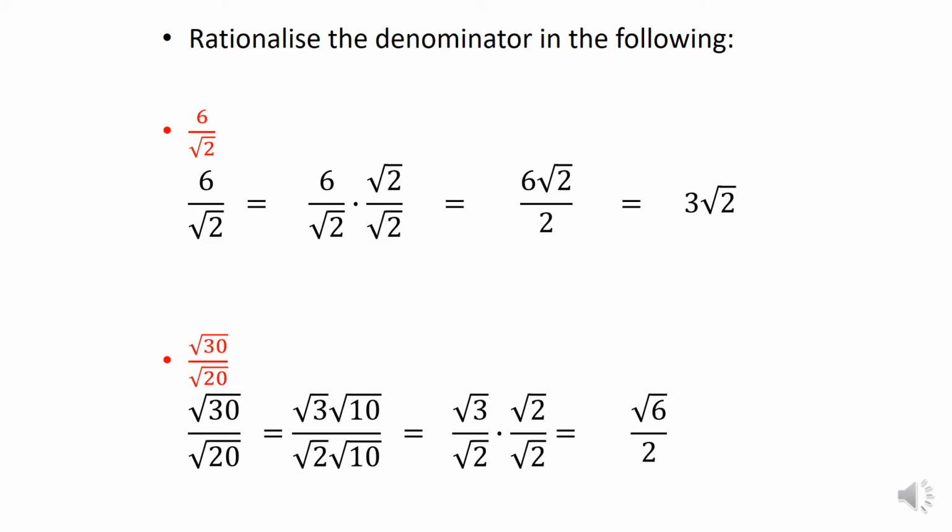Root 10 over root 10 will divide and give 1. Okay, so that goes. And then to rationalise, just like the previous question above, you multiply by root 2 over root 2. Okay, so root 2 times root 2 gives 2 underneath. And root 3 by root 2 gives root 6 above. Okay, and that would be the final answer.